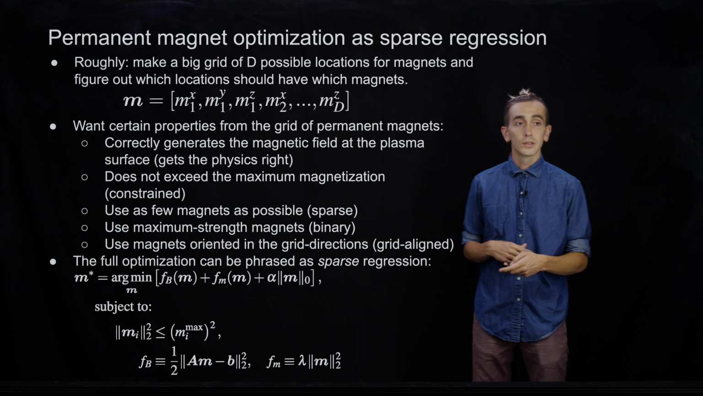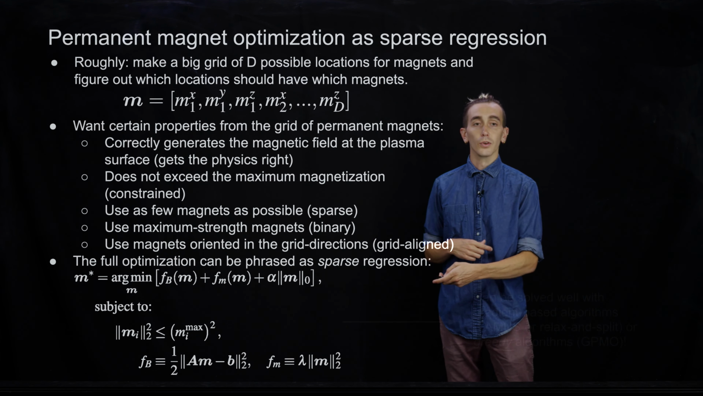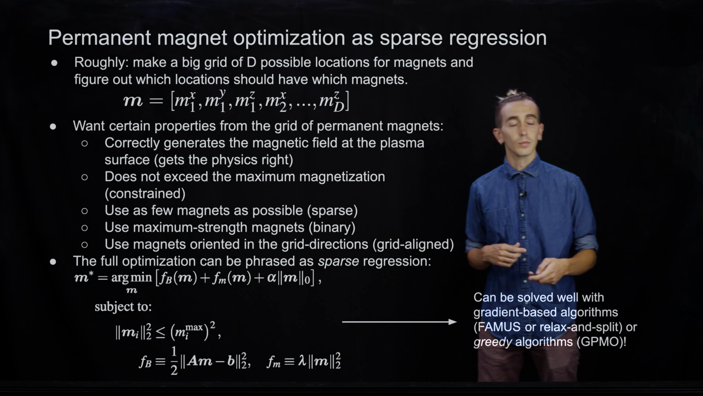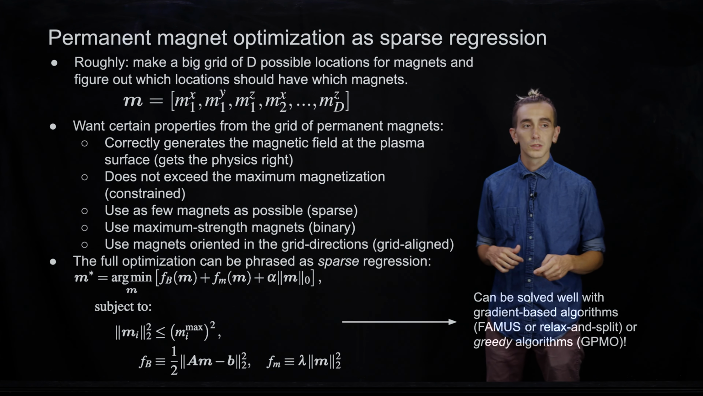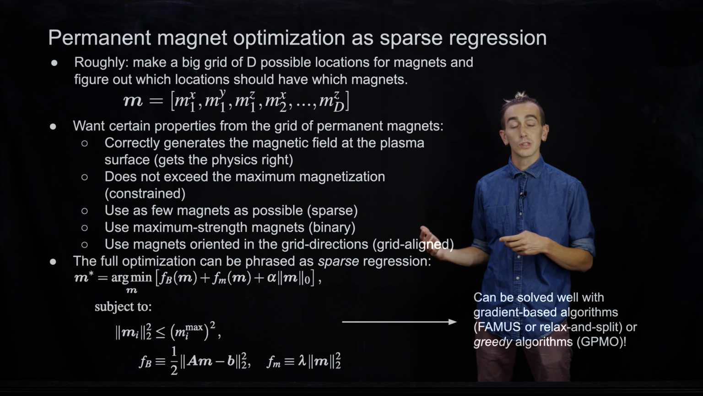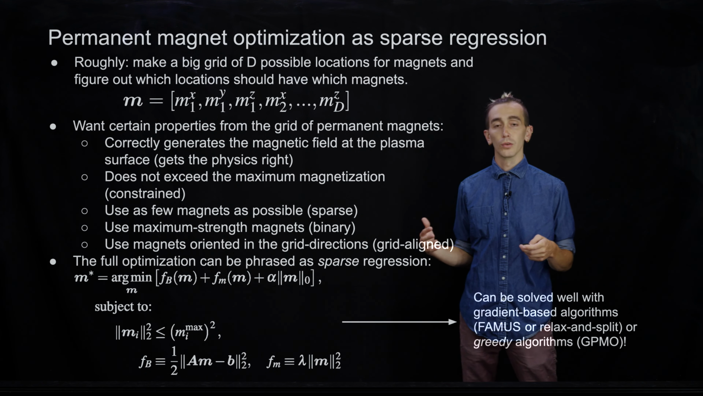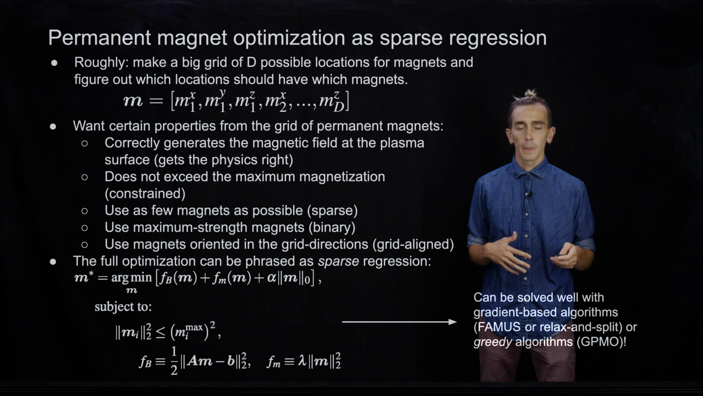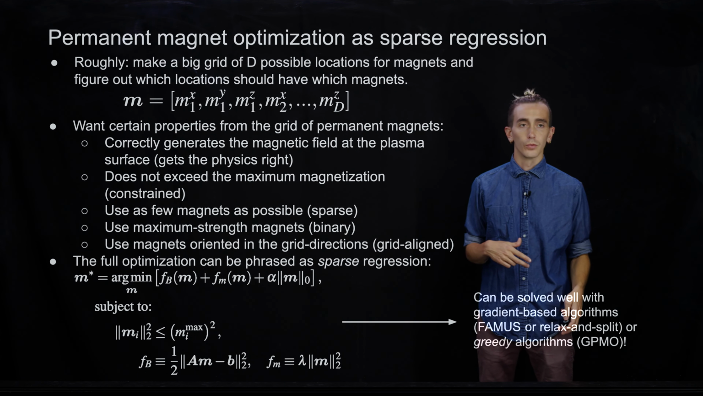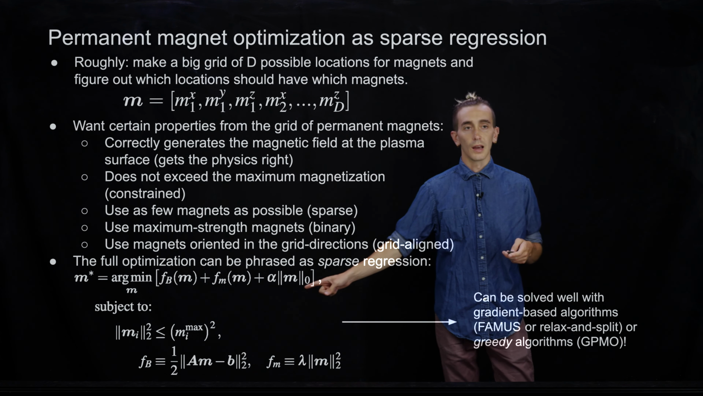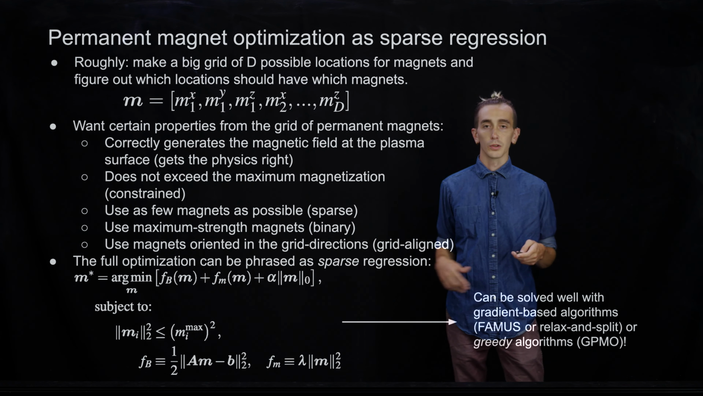Nonetheless, we have found some solutions, and some folks before us have also found some excellent solutions. It turns out this can be solved well with gradient-based algorithms. Some examples are this famous algorithm that some other researchers have built, and our algorithm with relax and split, which we've designed off of this formulation as sparse regression.